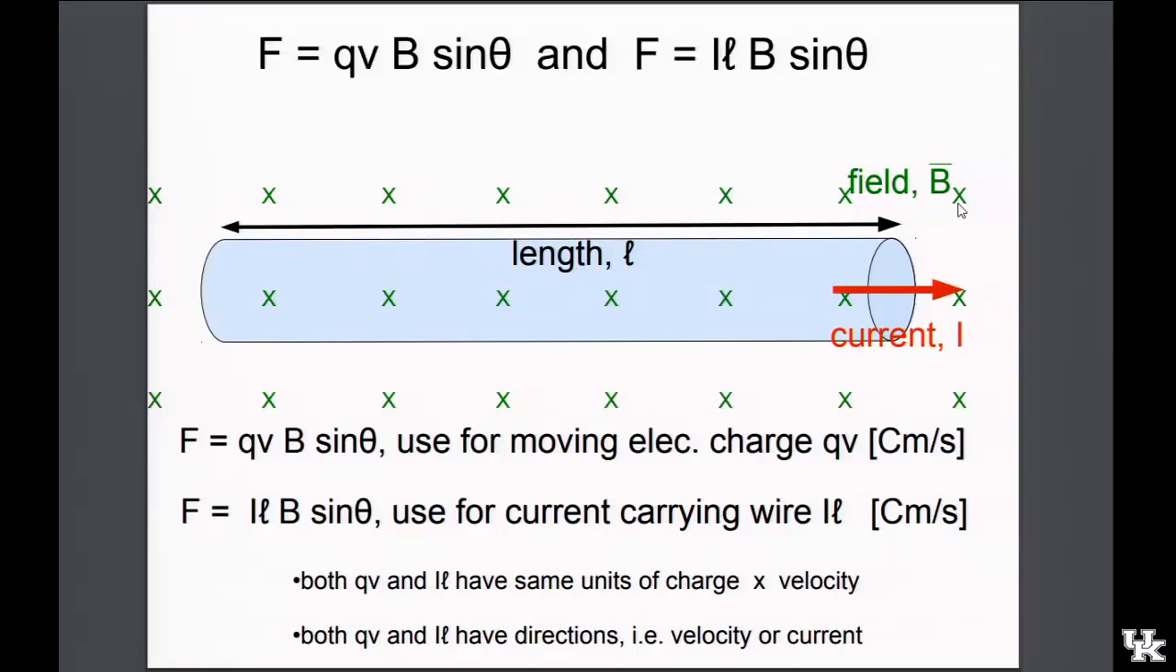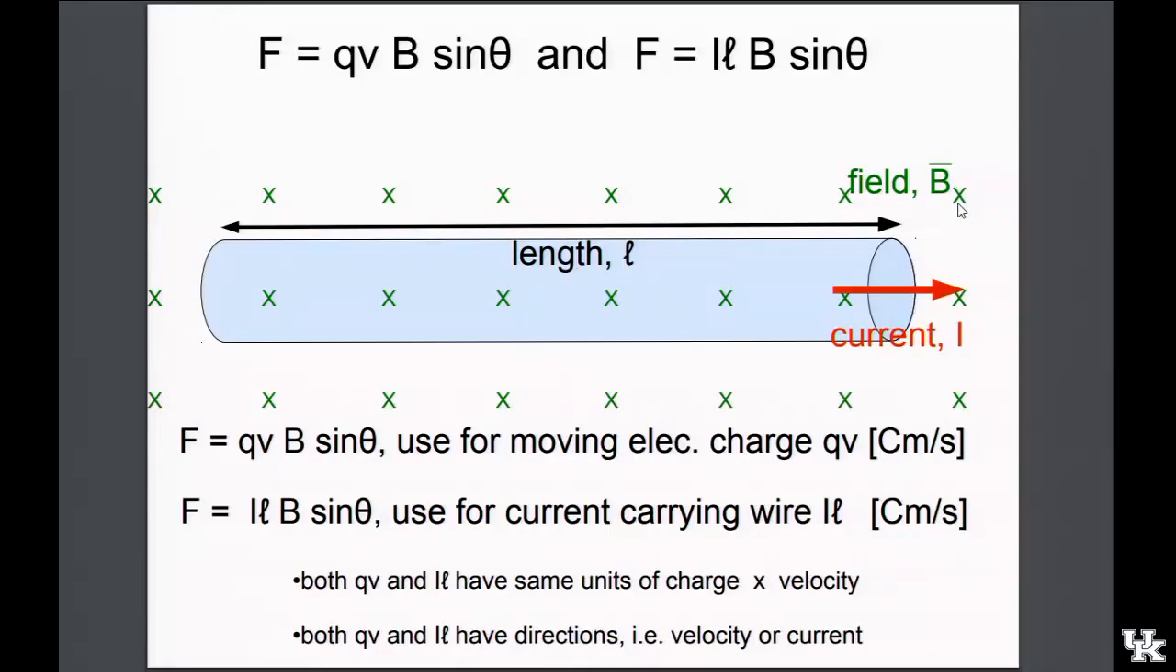So the units of QV is coulombs times meters per second. It's the product of charge and velocity. The units of current times length: current is coulombs per second, length is meters. So this, too, is coulomb meters per second.